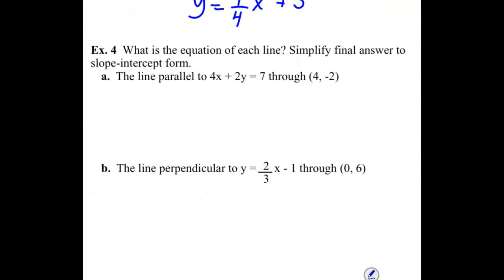All right, we have one question left. How is the first line here different? How is that different from the ones that I gave you before? It's not in slope-intercept form. We're trying to identify the slope, and it's not in a form where we can see it. So you need to rearrange it. How would we put 4x plus 2y equals 7 into slope-intercept form?